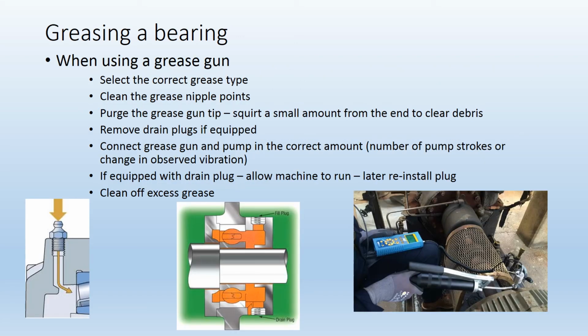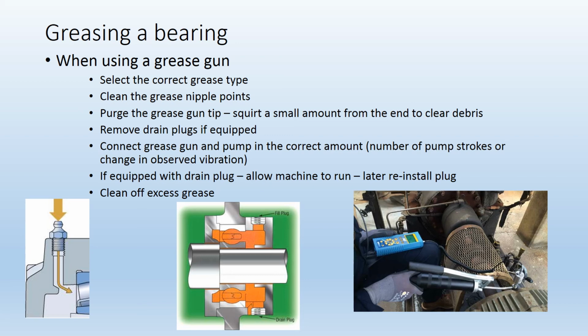Now that you're ready to actually start using a grease gun, make sure that you do have the correct type of grease for the machine you're going to be greasing. Before you start greasing any points, clean the grease nipples. You don't want to be injecting dirt into the bearings via the grease nipples. So before you start, clean all your greasing nipple points. Also, with the grease gun that you're using, clear the end of the grease gun applicator with just a couple shots to purge any debris off of it.